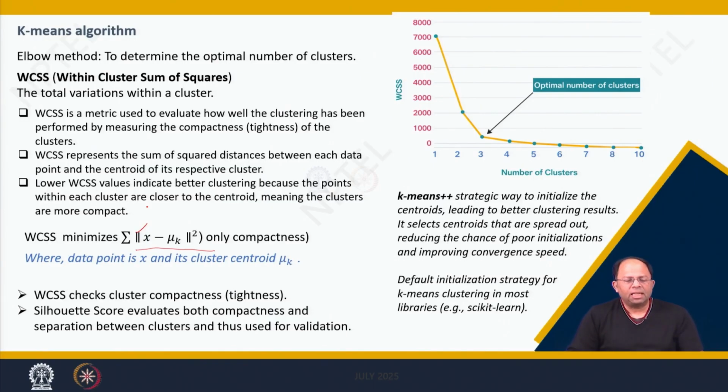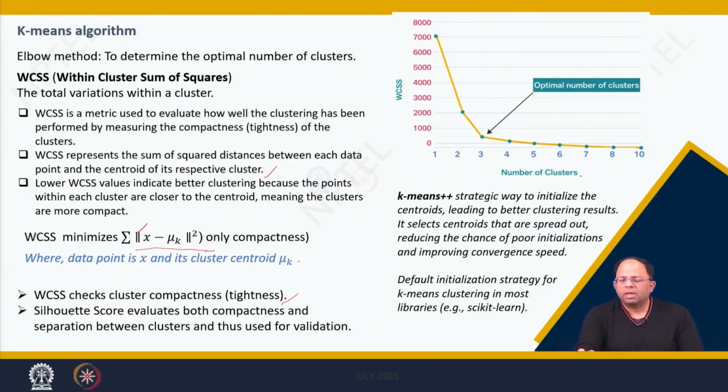That means the tighter the cluster, the less the variance. WCSS represents the sum of squared distances between each data point and the centroid of its respective cluster. So it's the sum of the squared differences between all data points and their cluster centroid, right? And a lower WCSS value indicates better clustering, because points within each cluster are closer to the centroid, meaning that the cluster is more compact. So that is the measure, and we take a summation for all the different clusters as well, and this actually checks the cluster tightness.